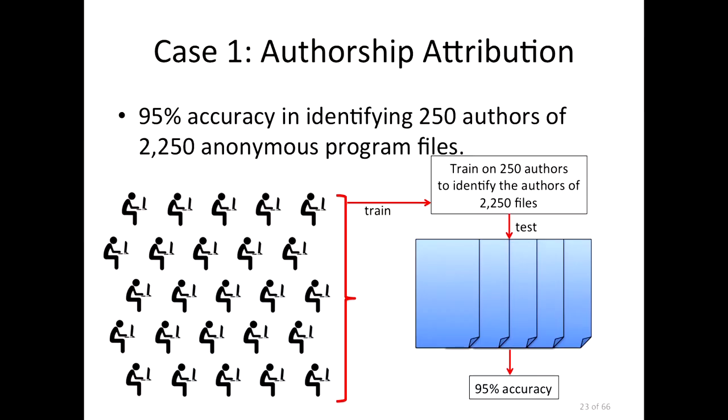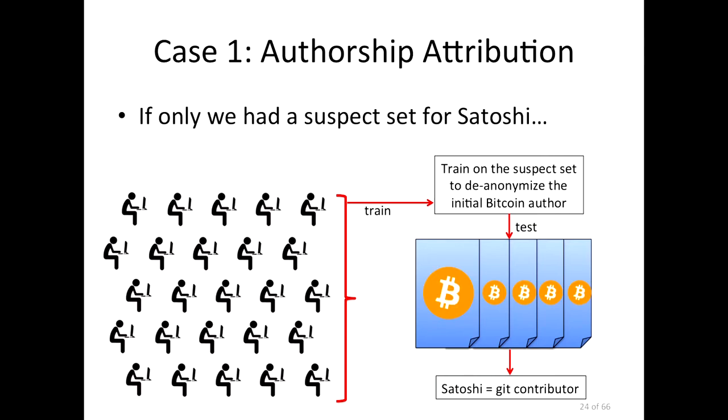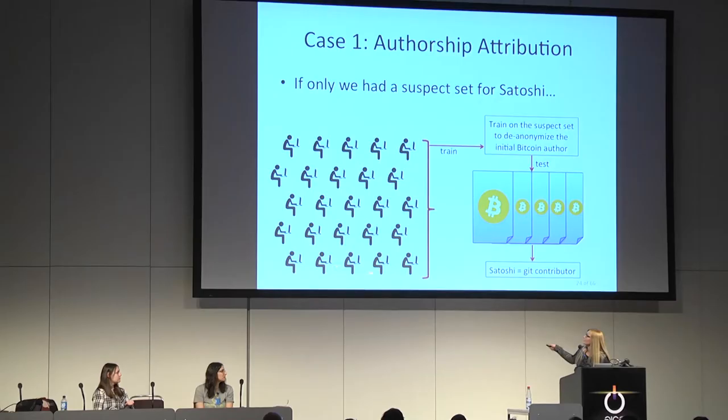For this experimental setup, we took 250 authors, trained on their files, and we had 2,250 anonymous programming files. When we trained and tested, we got 95% accuracy in correctly identifying these more than 2,000 files. If you had a suspect set for Satoshi, this would be the training part.